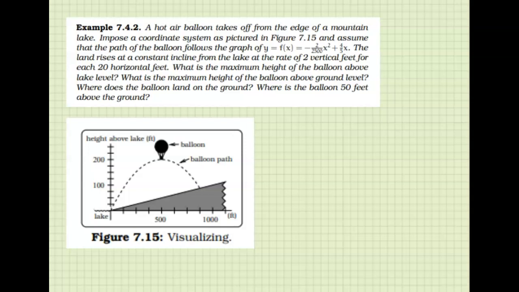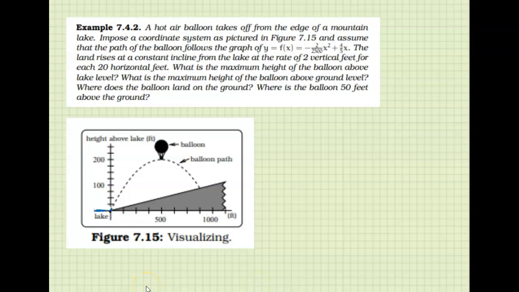Alright, let's look at this next application of quadratic functions. So a hot air balloon takes off from the edge of a mountain lake. So right here, here's the lake, and this is the mountain sloping up, alright? So we impose the coordinate system as shown in this picture, and the path of the balloon is given by this quadratic function, negative 2 over 2500 x squared plus 4 over 5 x. So that's just given to us.